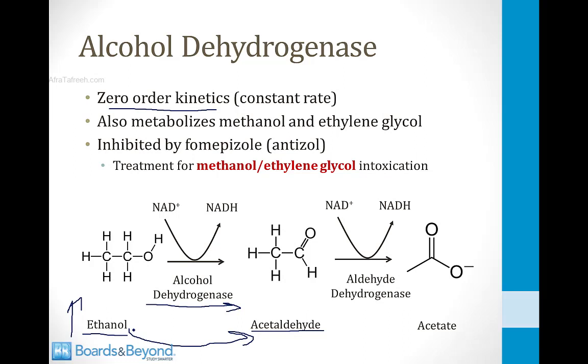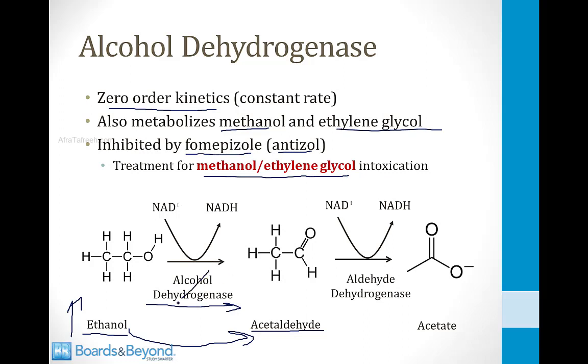In addition to ethanol, alcohol dehydrogenase metabolizes two poisons, methanol and ethylene glycol. These two poisons can lead to an anion gap metabolic acidosis, which I talk about in detail in some of the renal modules. But for our purposes here, what I want to point out is that alcohol dehydrogenase can be inhibited by a drug called fomepizole, which also goes by the name antizol. This drug is given for the treatment of methanol and ethylene glycol intoxication.